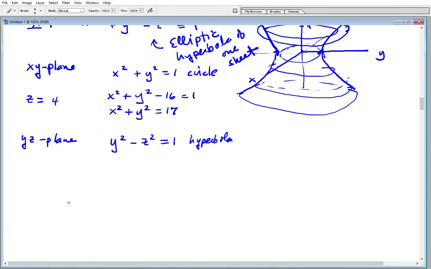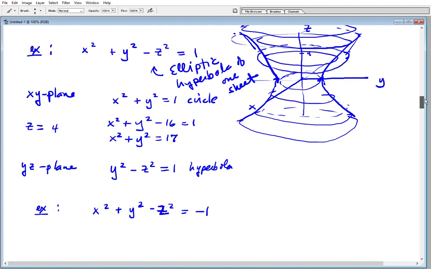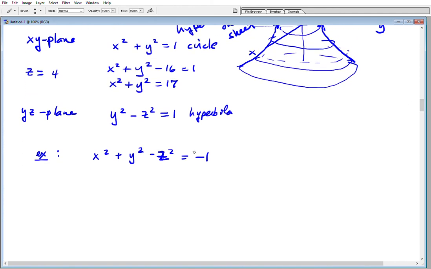I just want to do the last one. It looks like the equations are similar, except on the right, here we have the 1, and here we have a -1 on the right. So let's look at the xy plane trace. Set z equal to 0, and we have x squared plus y squared equal -1. No, nothing in the xy plane. We can't have x squared plus y squared equal to -1. These are positive.